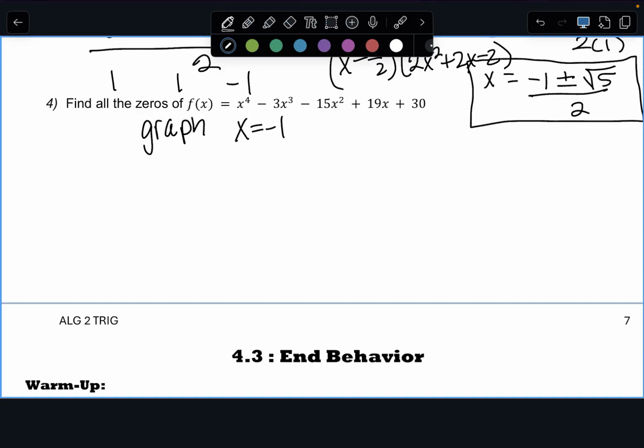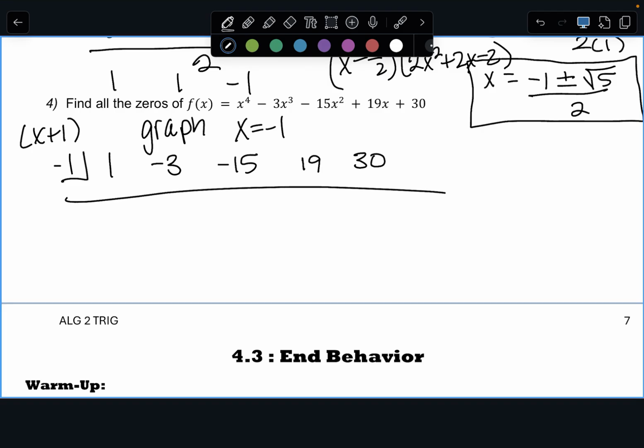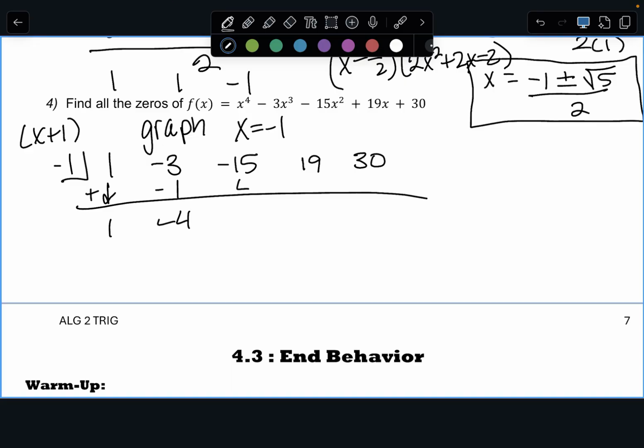From our graph, we got x is equal to -1. That's my special number in the box. What's the factor that goes with it? X plus 1. Okay. Line up your coefficients. So 1, -3, -15, 19, and 30. We're really just changing the sign. So synthetic isn't too bad. That's what you would get after you do synthetic division.